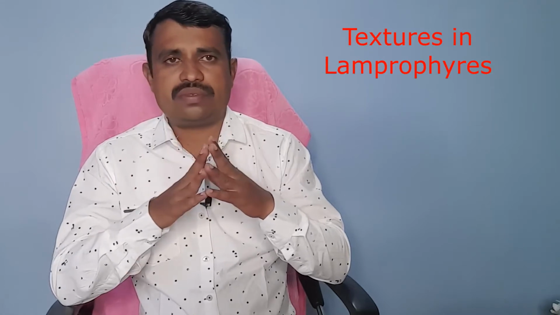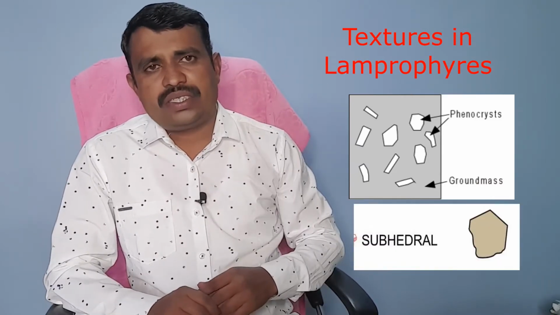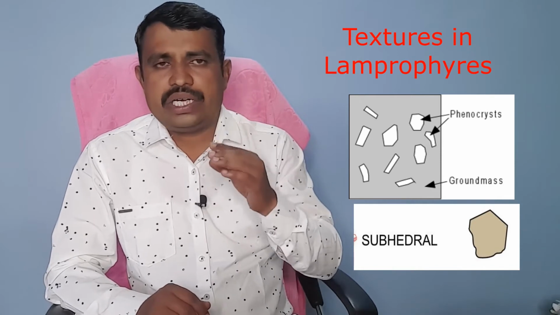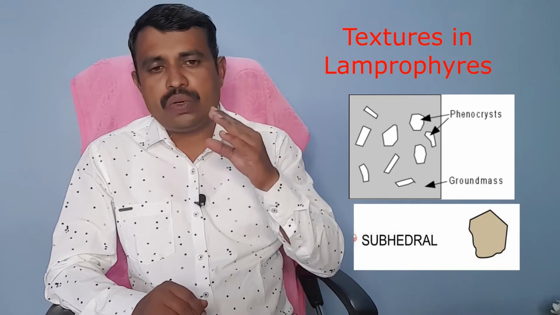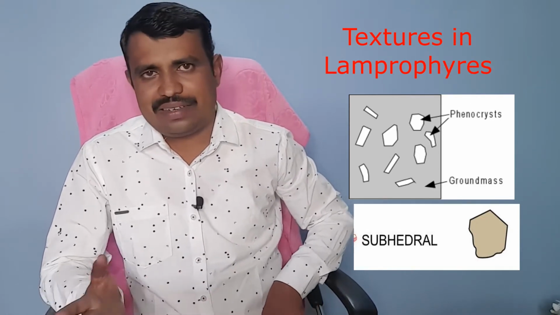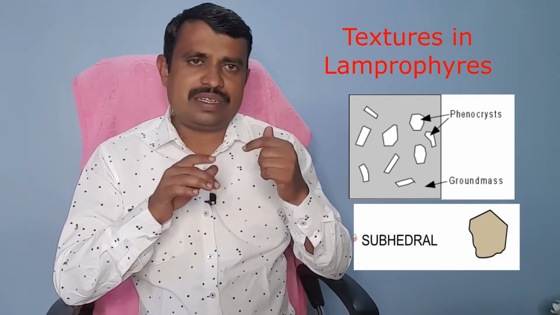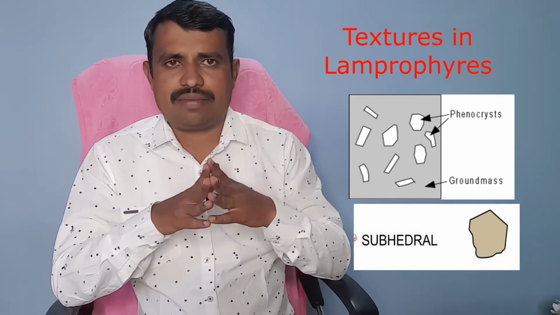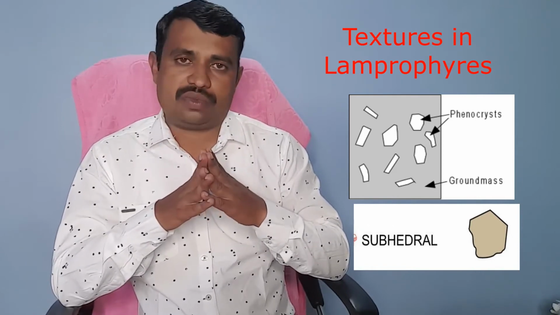Two types of textures are generally found in lamprophyre: the porphyritic and the panidiomorphic. In porphyritic texture there are phenocrysts, as I have already told you, and these phenocrysts are made up of hydroxyl mafic minerals. Quartz, feldspar and other felsic minerals are restricted to the groundmass. A texture with phenocrysts and groundmass present together is called porphyritic texture. Generally this texture is also found in basaltic rock.